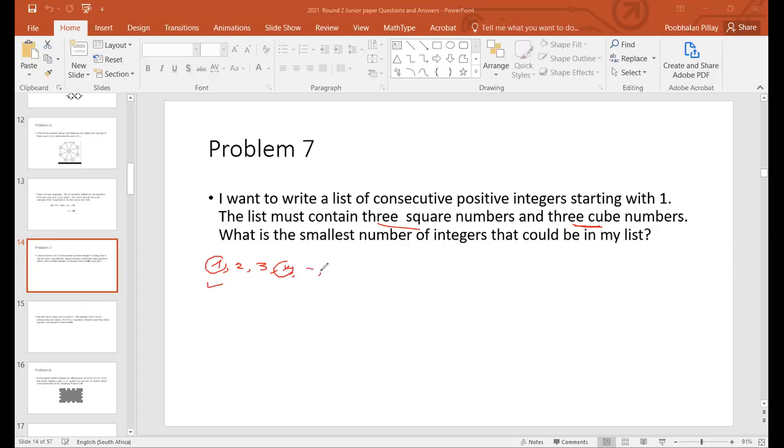Let's go on. 5, 6, 7, 8. 8 is a cube. That's 2 cubes. 9 is a square. All right, so I need to get past 9 because I've got my 3 square numbers, but I only had 2 cube numbers.